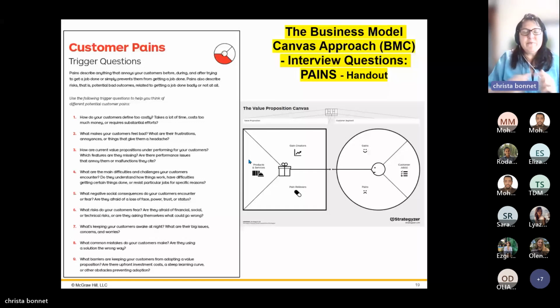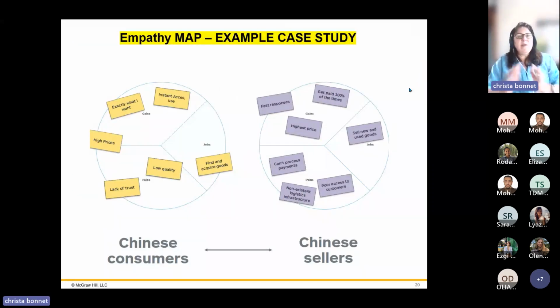Okay, Yusuf, your hand is up. Yusuf, do you want to say something, or is the hand not really up? Okay, Yusuf, as soon as you can speak, you can do that.